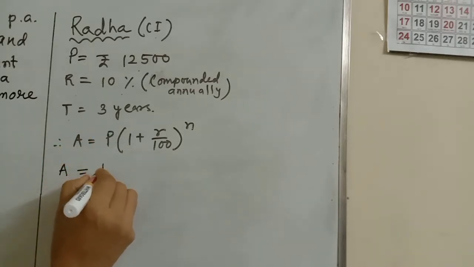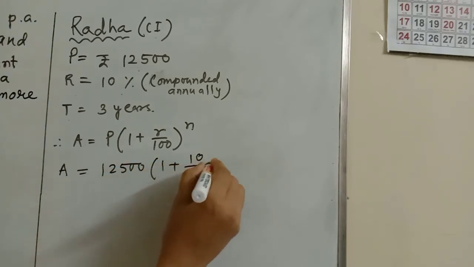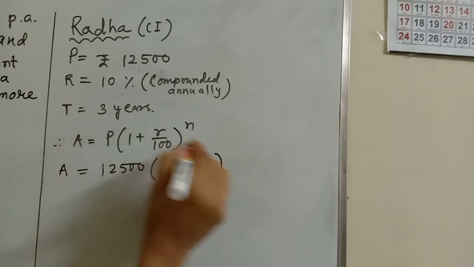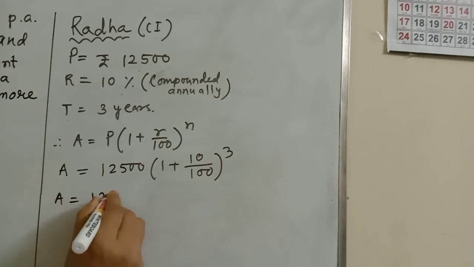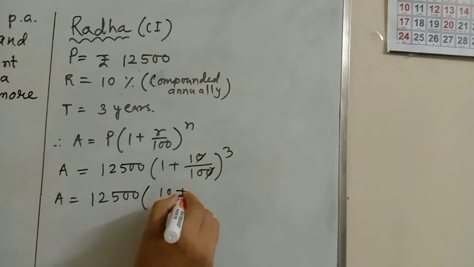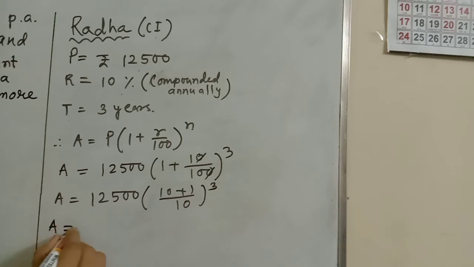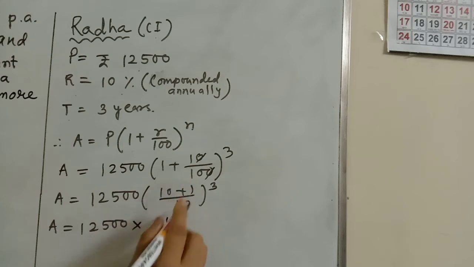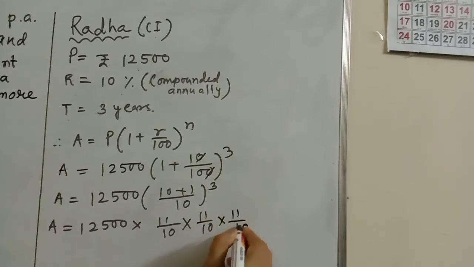Now principal 12,500 into 1 plus 10 by 100 whole to the power 3 years. So amount is equal to 12,500, 10 cancel. So 10 plus 1 by 10 whole to the power 3. Amount is equal to 12,500 into 11 by 10, 3 times. So 11 by 10 into 11 by 10.